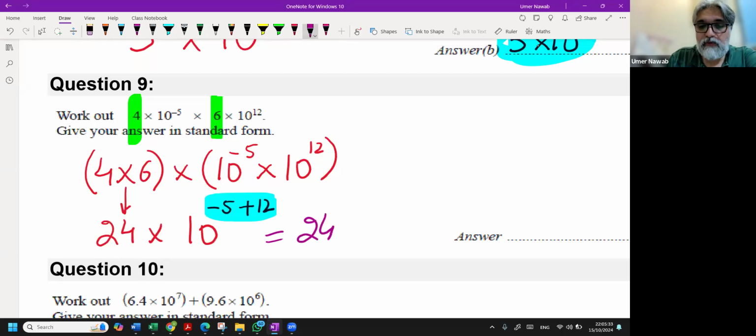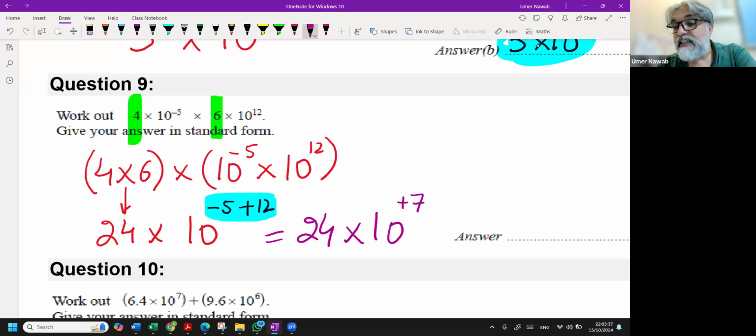So 24 into 10 raised to the power plus 7. Can I say this is my answer? No, no, no. This is not your answer, because your number is not between 1 and 10. So can I push the decimal forcefully? I'm saying forcefully from here to here.